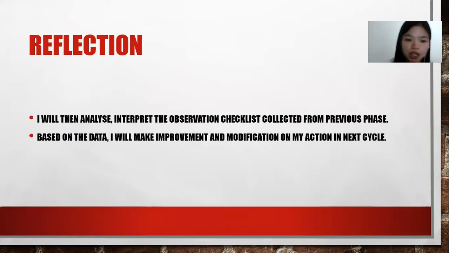And the last one will be reflection. So from here, through the observation checklist I've gathered from the past phase, I would then analyze and interpret the observation checklist collected, and then based on the data, I will make improvements and modifications on my research in the next cycle. So the next cycle will continue with a revised plan.